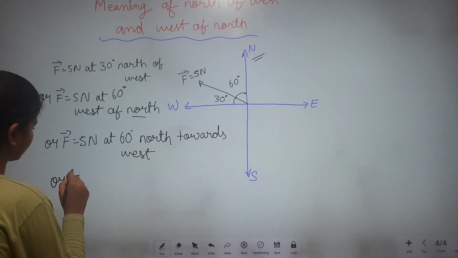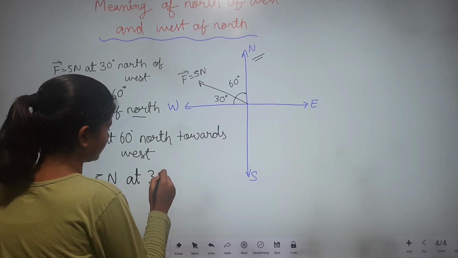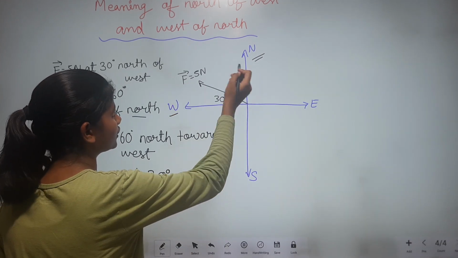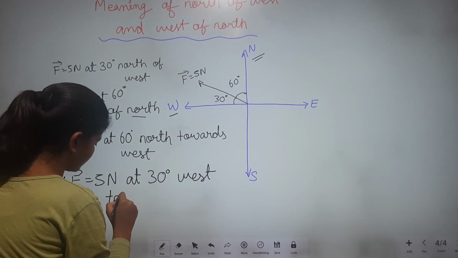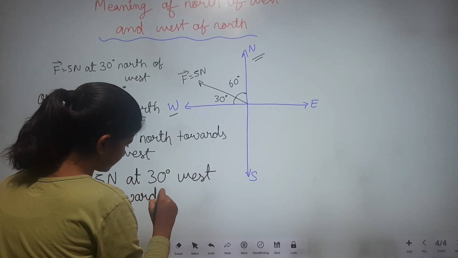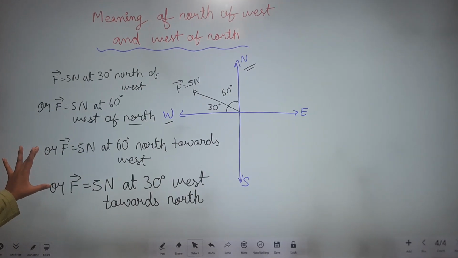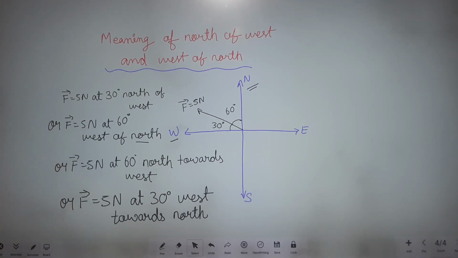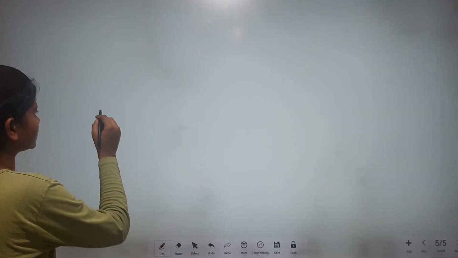Or we can write force is equal to 5 Newton at 30 degree west toward north. Okay. West towards north. Okay. So I hope you understand this. Now move further. Now let's see the meaning of west of south and south of west.